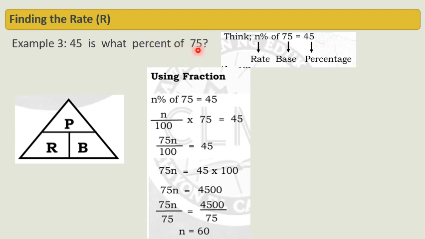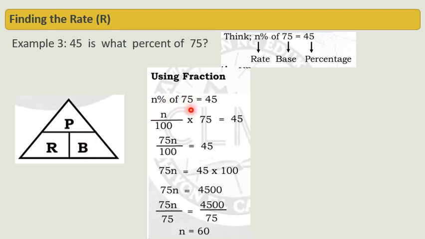So, naalala nyo, percent of 75. Ang of 75, ito ay base. So, siya po yung base natin and yung 45 is yung answer. So, yun yung percentage natin. Ang rate natin ang nawawala, we have the base which is 75 and 45 is our percentage. So, using this Tecans triangle, apply lang natin siya. Ang rate ang nawawala, so magiging P divided by B. So, percentage divided by base.